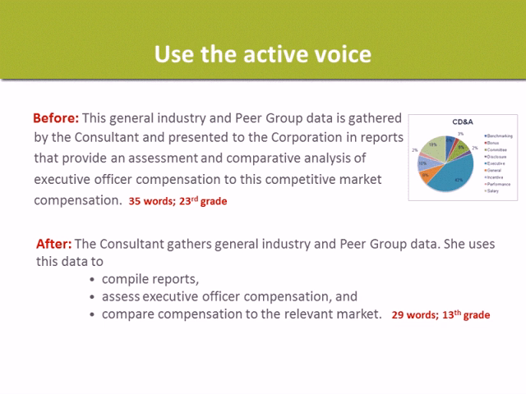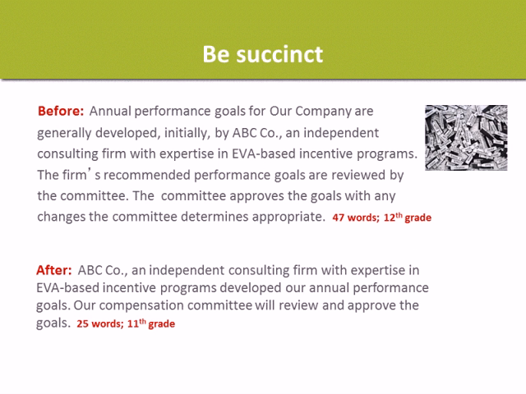Next example. In this case, we're looking at information about performance goals. Annual performance goals for our company are generally developed initially by ABC Company, an independent consulting firm with expertise in EVA-based incentive programs. The firm's recommended performance goals are reviewed by the committee. The committee approves the goals with any changes that they determine appropriate. So here we have the firm's recommended performance goals are reviewed by the committee. Why not say the committee reviews the firm's recommended performance goals?